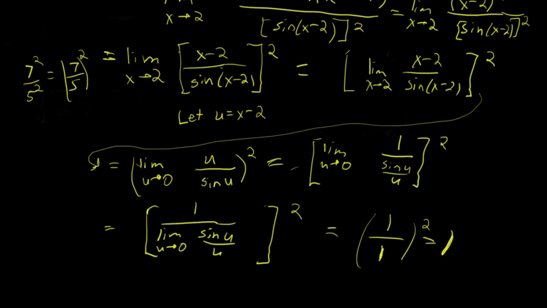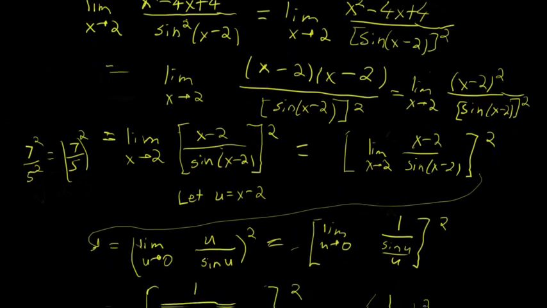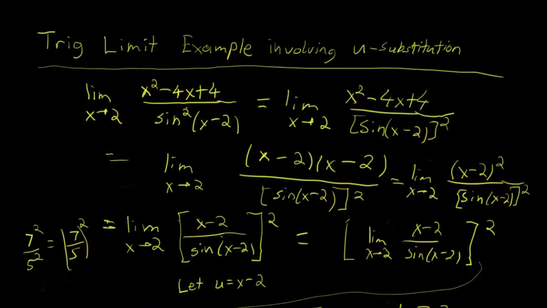So that's our final answer. So the limit as x tends to 2 of x squared minus 4x plus 4 divided by sine squared of x minus 2 is indeed 1.